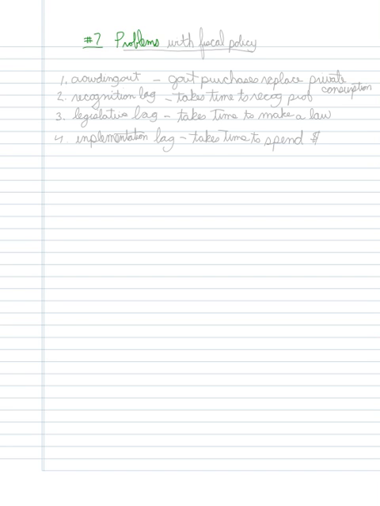Finally, we want to look at the problems with fiscal policy. There are four primary problems with fiscal policy, and why generally there's a preference among economists to use monetary policy rather than fiscal policy. Those four problems include crowding out, the recognition lag, the legislative lag, and the implementation lag.